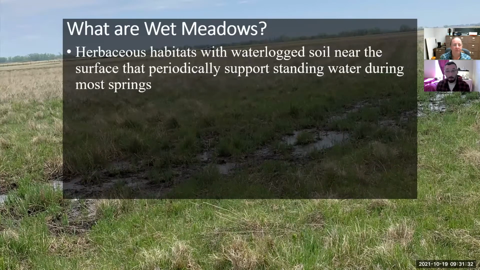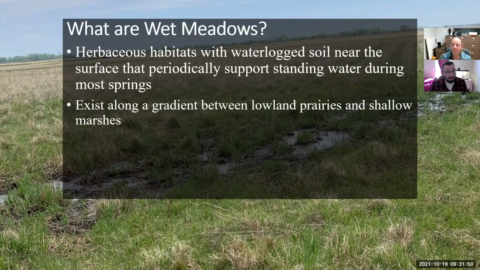The first thing we need to talk about if we're going to address relationships in these wet meadow communities is exactly what a wet meadow is. By definition, wet meadows are herbaceous habitats with waterlogged soil near the surface that periodically support standing water during most springs. So water will be standing in these systems for a couple months out of the year, like 3 or 4 months, variable depending on the flows, and they're fed, in this case in the Central Platte River Valley, by the Platte River. They exist along a gradient between lowland prairies and shallow marshes, and the gradient they exist on is both a hydrological gradient and an elevational gradient between the lowland prairies and shallow marshes.